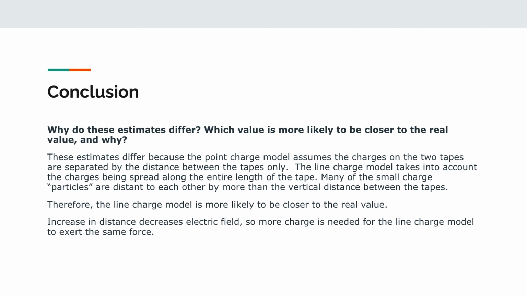Now, why do these estimates differ? These estimates differ because the point charge model assumes that the charges of the tape are separated by the distance between the tapes only, while the line charge model takes into account the charges being spread along the entire length of the tape. So many of the different small charged particles are distant from each other by more than just the vertical distance, and so the overall effect is that the increase in distance decreases the electric field, and to make the electric force equal to the gravitational force, we require more charge on the tape. Therefore, the overall charge modeled by the line charge model is bigger than the point charge model.